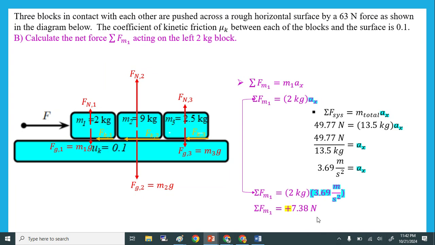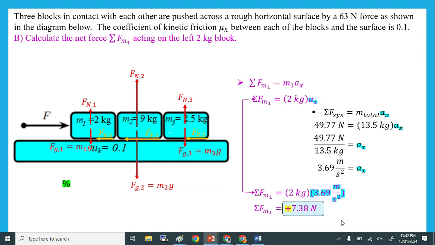Okay. And here, I've also included the plus sign because I'm reading part B and it says just find the net force. It did not specify the magnitude, so I do need to include the direction for that. So the net force acting on M1 is 7.38 newtons, with a plus sign, east if you like. All right, so that's that.